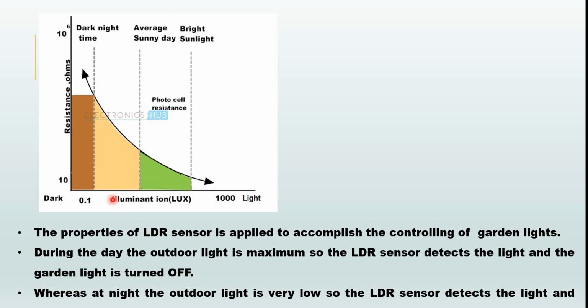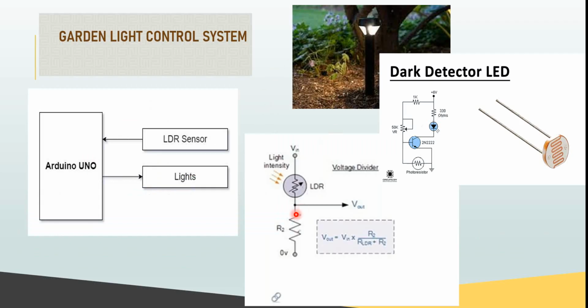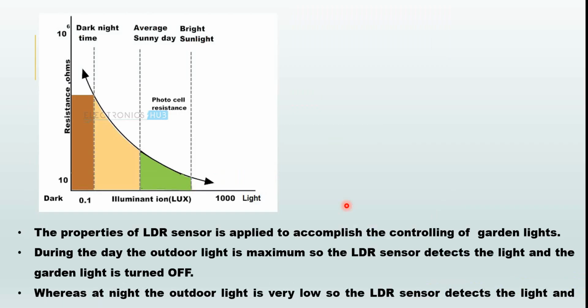Automatically we have to program that if the voltage is more, then turn off the light. If the voltage is less, turn on the light. By maintaining this resistance and voltage logic, we make this circuit. Let us see how it varies in our project and the simulation.